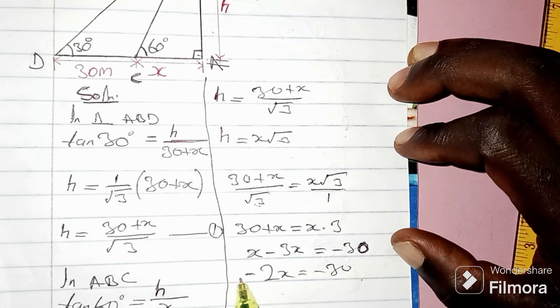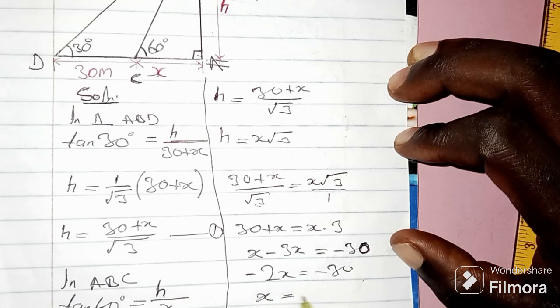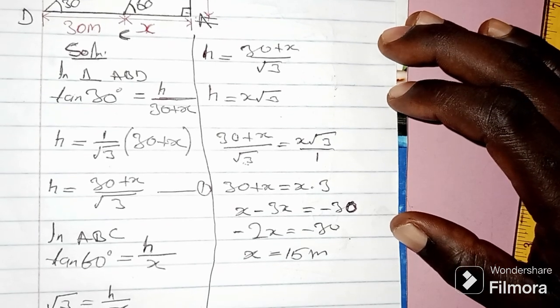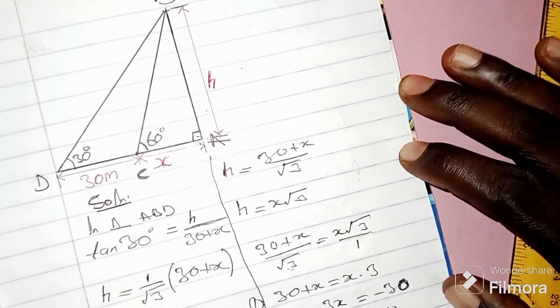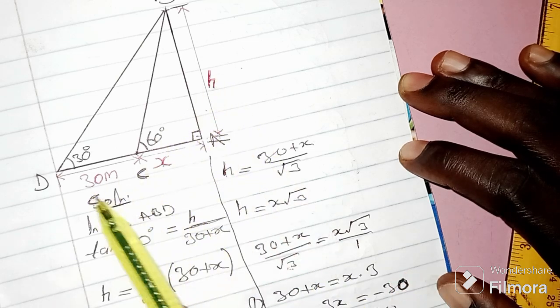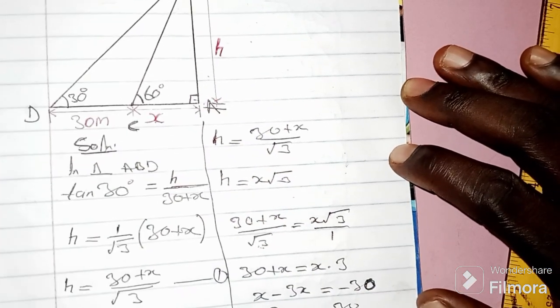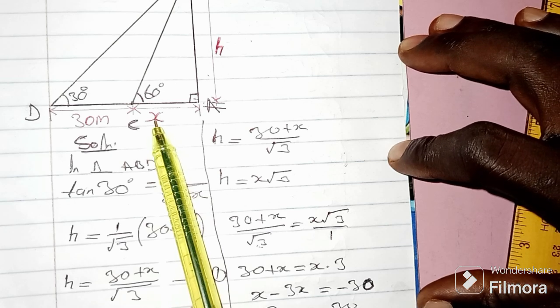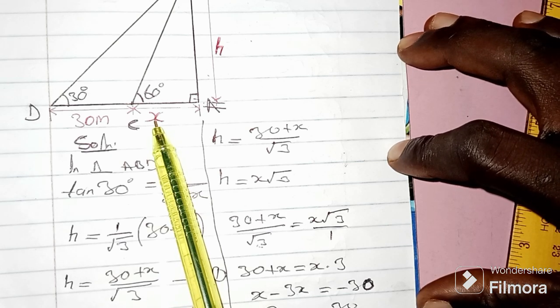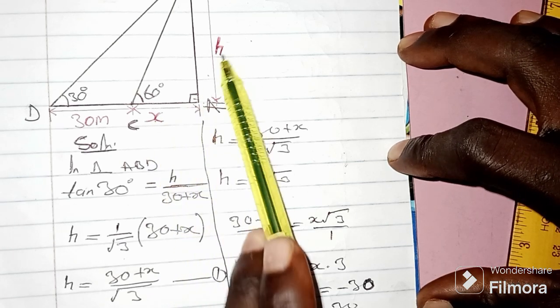Of course, this negative sign will go. So dividing x by 2 and 30 by 2, x is now going to be 15. And don't forget the 15 is in meters. That is very good. So remember, we have two unknowns, h and x. Now that we've gotten the value of x, let's use either equation 1 or 2 to substitute for the value of h.